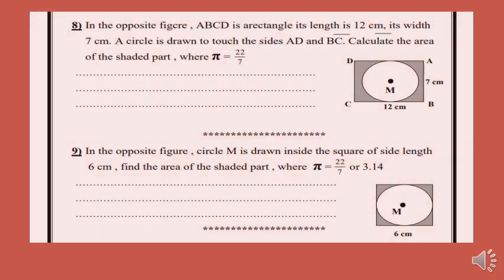Booklet page 37, number 8. In the opposite figure, ABCD is a rectangle. Its length is 12 centimeter. Its width 7 centimeter. A circle is drawn to touch the sides AD and BC. Calculate the area of the shaded part where pi equal 22 over 7.